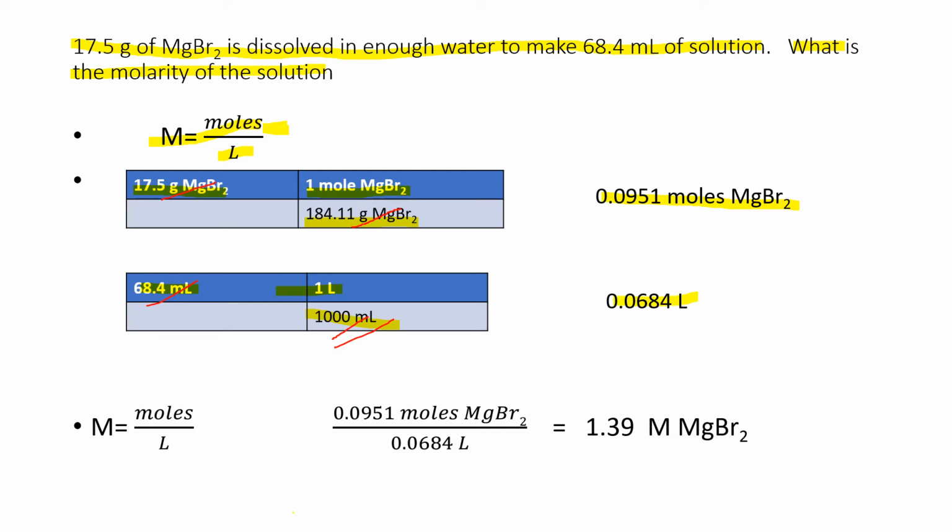Now we have the numerator, we have the denominator. We just need to do that final calculation. 0.0951 moles of magnesium bromide in the numerator, 0.0684 liters in the denominator. We do that division, we'll get 1.39 as our molarity of the magnesium bromide. So again, a lot of this solution making uses some of the things we've done previously and then just tacking on what the molarity means, moles per liter.